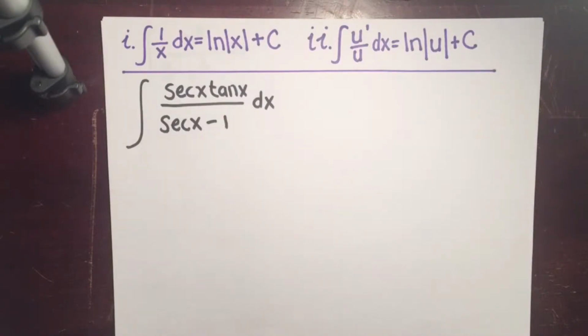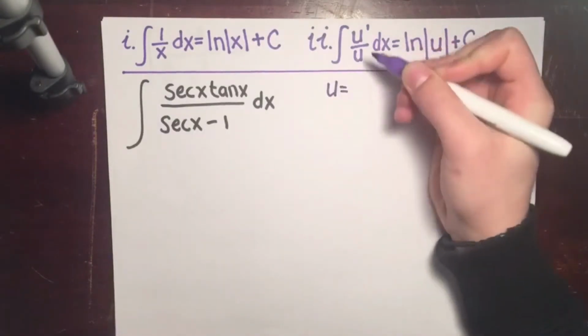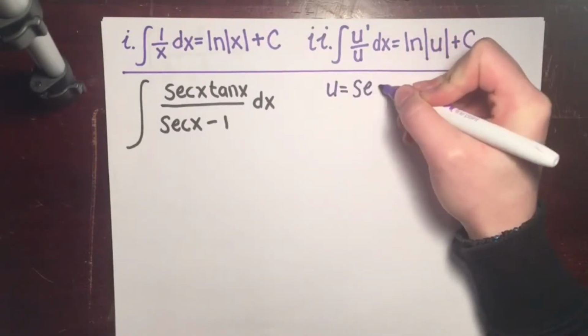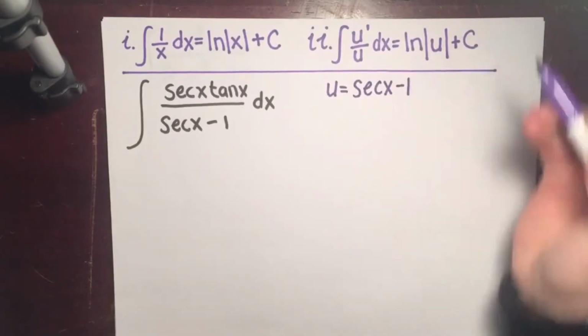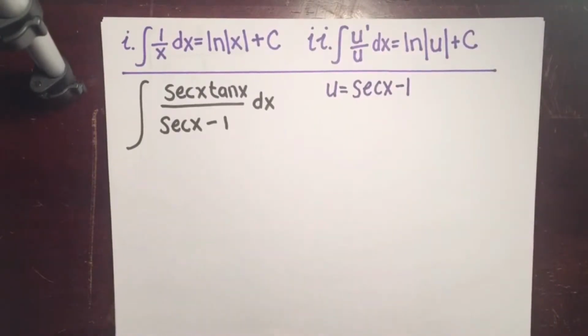Okay, so for the first example, I have the integral of secant x tangent x over secant x minus 1 dx. The first thing we need to do is define u. u is almost always going to be in the denominator when we're doing natural log integration. So we're going to define u as secant x minus 1, just how it is in the denominator.